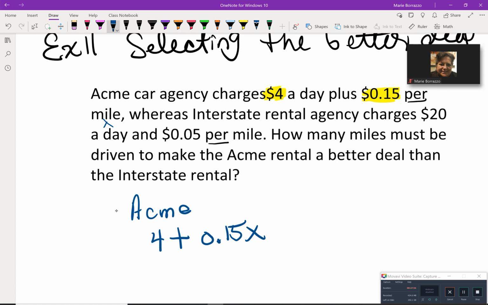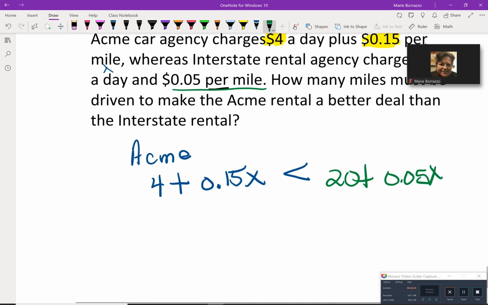Interstate, and we want Acme to be better than, right? So we're going to go with less than because we want less cost. So we're looking at, in this case, $20 a day and 0.05 a mile. So 20 plus 0.05x. And so they want Acme to be a better deal. That's why less than, because a better deal for us means spend less money, right? So you have to remember the interpretation part.